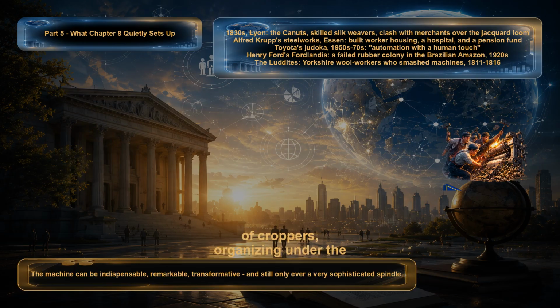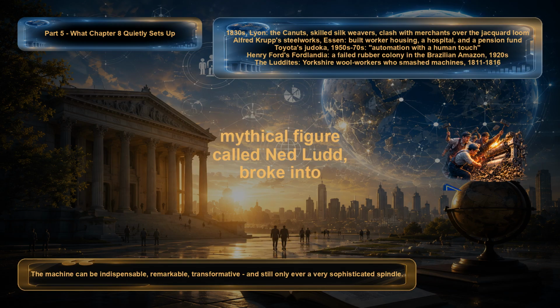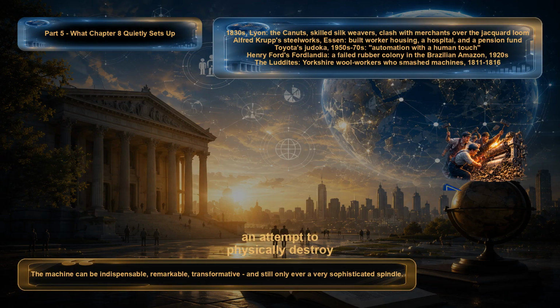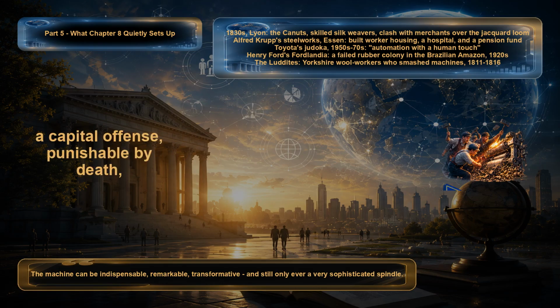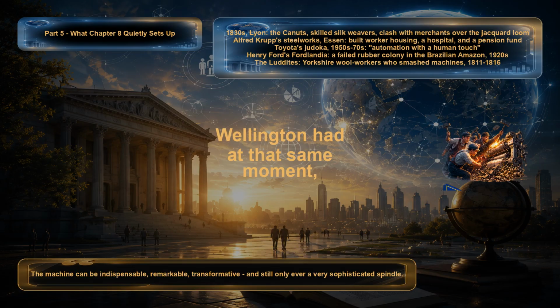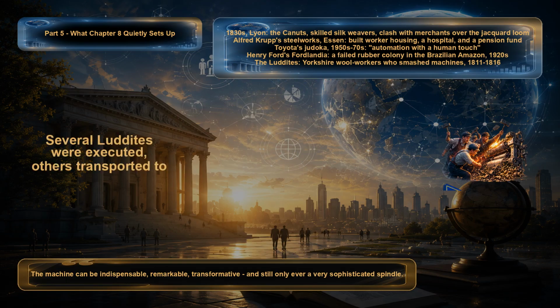Groups of croppers, organizing under the name of a possibly mythical figure called Ned Ludd, broke into workshops at night and smashed the new machines, in actions that were, in a very literal sense, an attempt to physically destroy constant capital before it could permanently replace variable capital. The British government responded by making machine breaking a capital offense, punishable by death, and deployed more soldiers to suppress the Luddites than Wellington had, at that same moment, fighting Napoleon's forces in Spain. Several Luddites were executed, others transported to Australia.